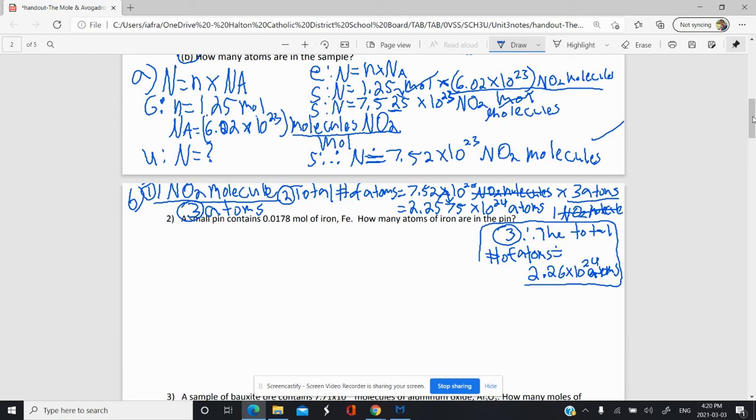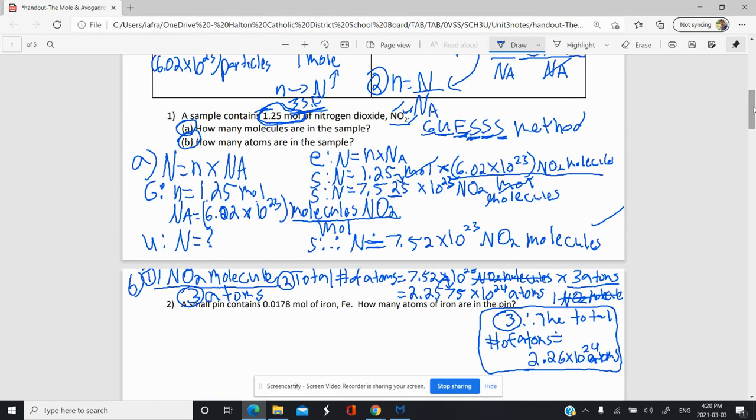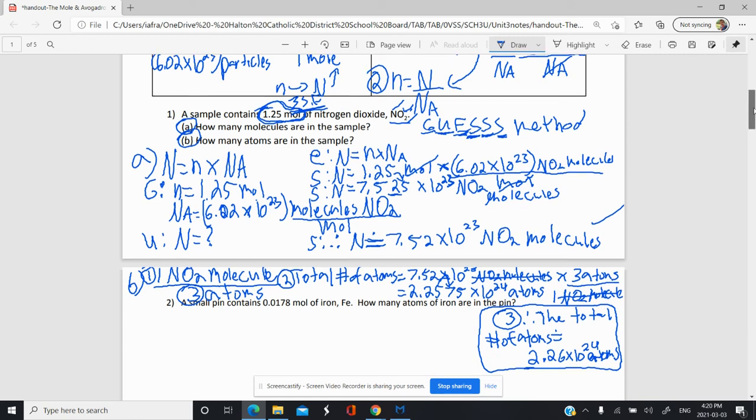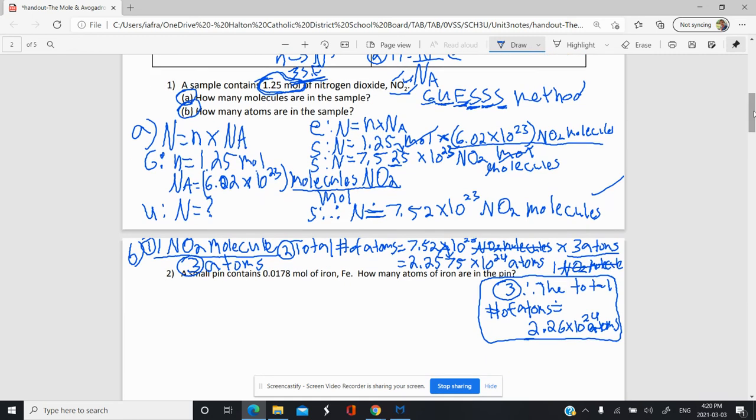What would you have done if I asked for only nitrogen atoms? So think about it, try it out, try to do a conversion factor. But basically, if you only ask for nitrogen atoms, I'd probably just do the number of molecules of NO2 times 1, because there's only 1 nitrogen. And if you only ask for oxygen atoms, I'd probably do the number of NO2 molecules times 2, because there's 2 oxygen atoms. So think about it that way when you're doing these problems.